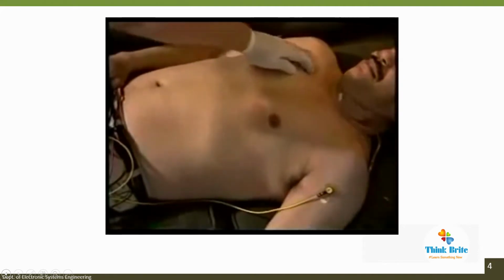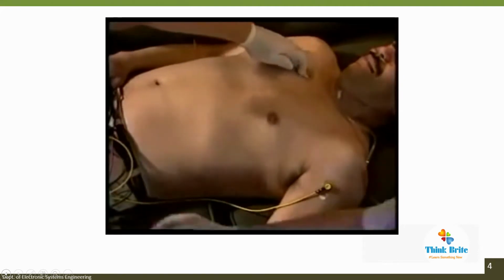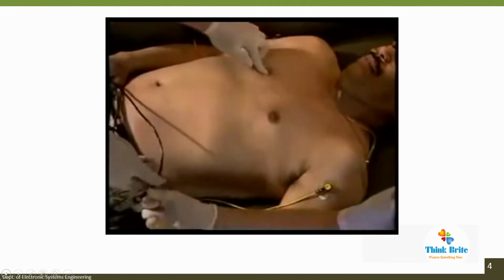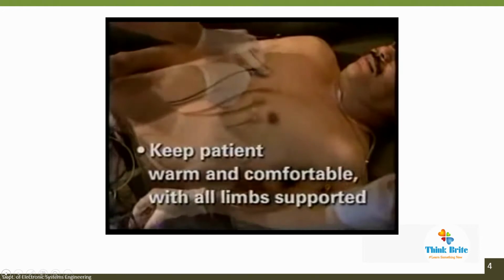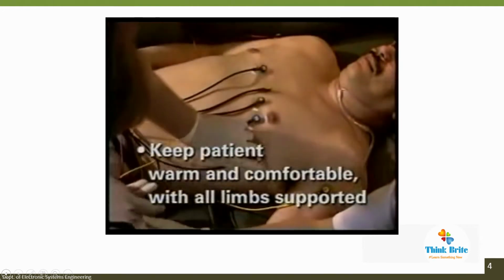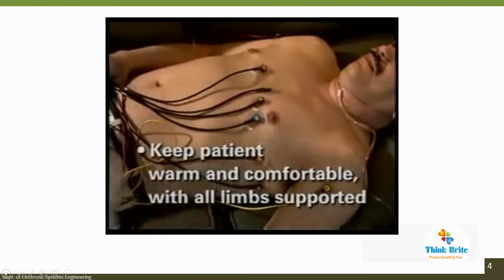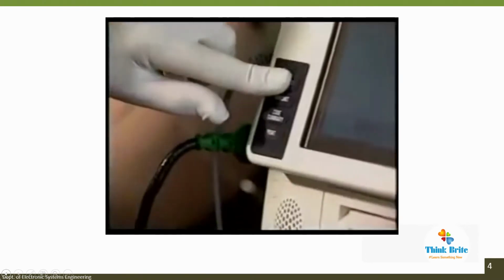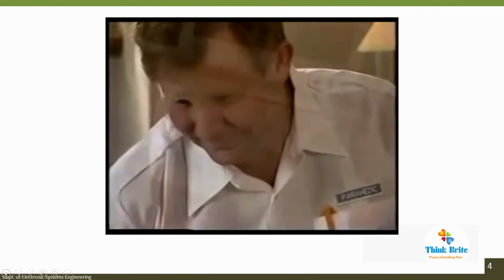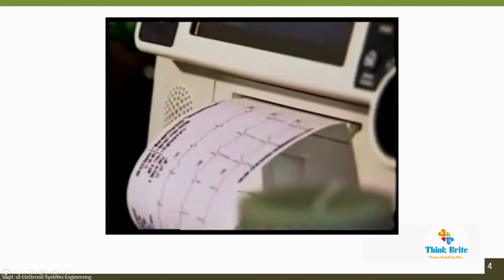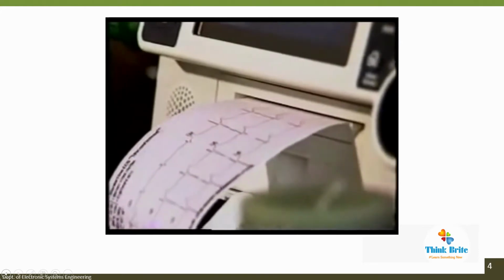The ECG is best obtained with the patient resting in a supine position, lying as still as possible for the 10 to 15 seconds required for the ECG device to acquire all of the information. The patient must be relaxed, warm, and as comfortable as possible, with all limbs supported. If the patient is uncomfortable or having difficulty lying flat, place him in a low-sitting position and make a note on the ECG printout.